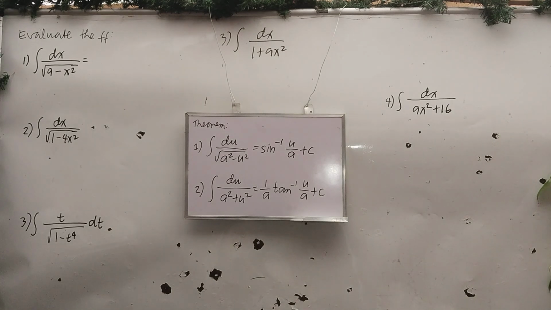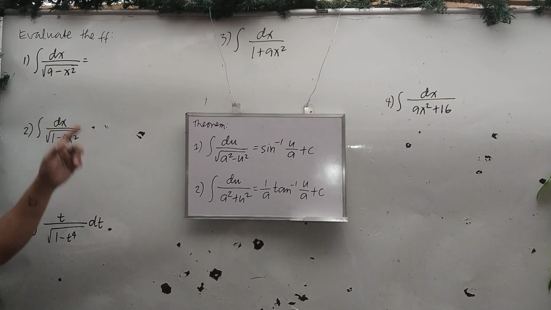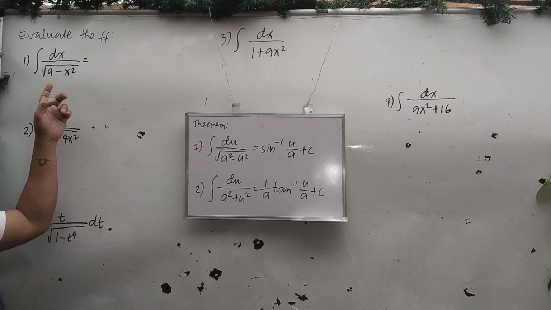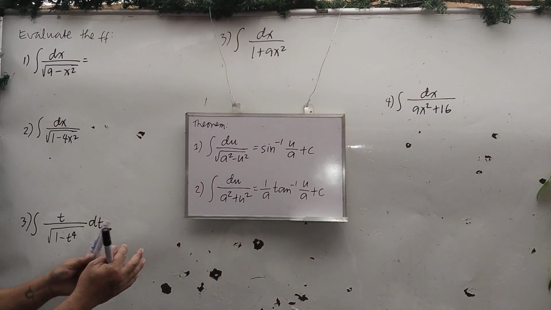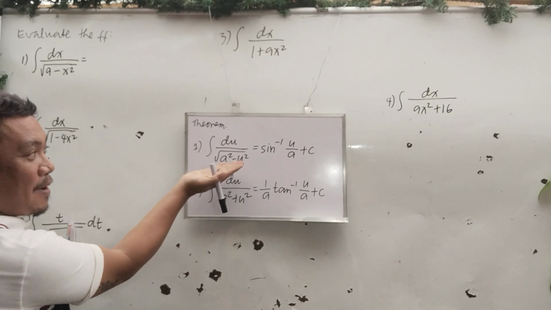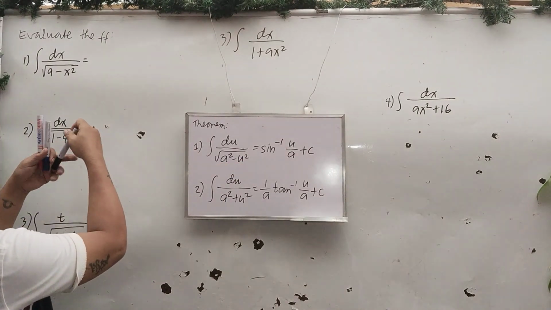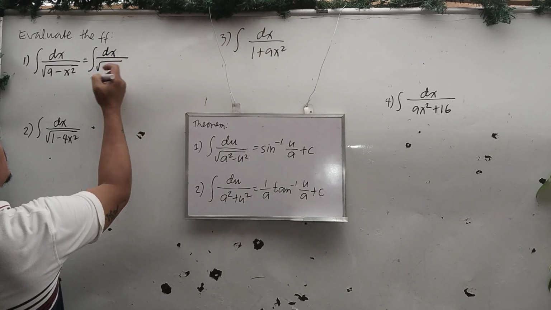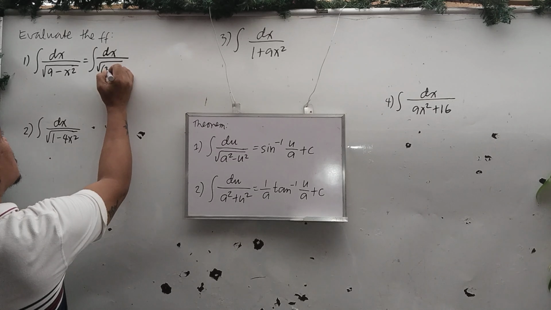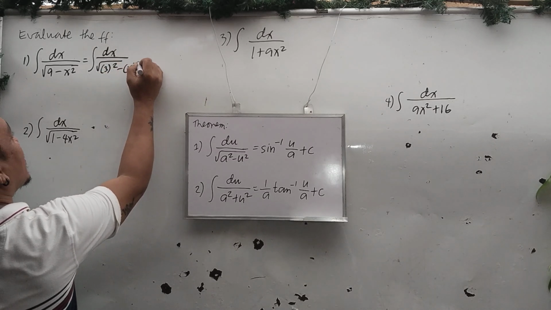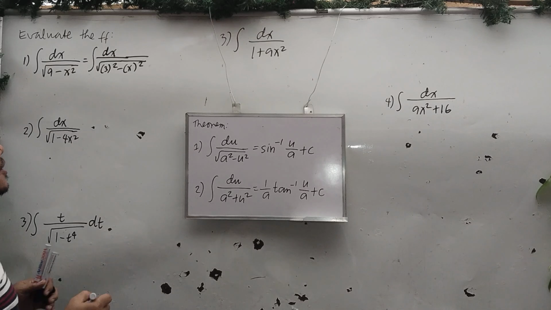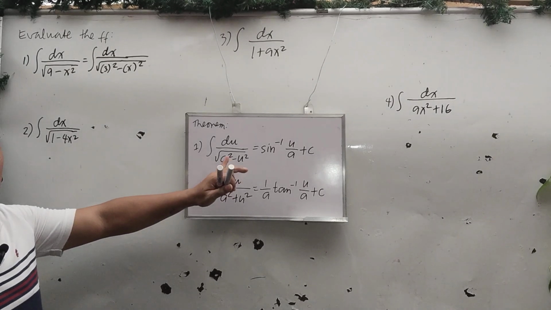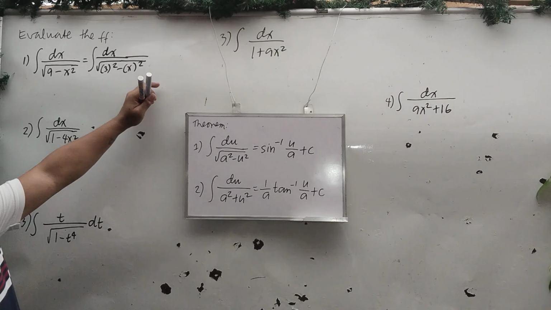Example number 1. Find the indefinite integral of dx over the square root of 9 minus x squared. Clearly, the denominator is a radical, so we rewrite it to obtain the proper form. We can rewrite this as the integral of dx over the square root of 3 squared minus x to the power of 2. Observe that it is the same as a squared minus u squared, which is how the denominator is formed.